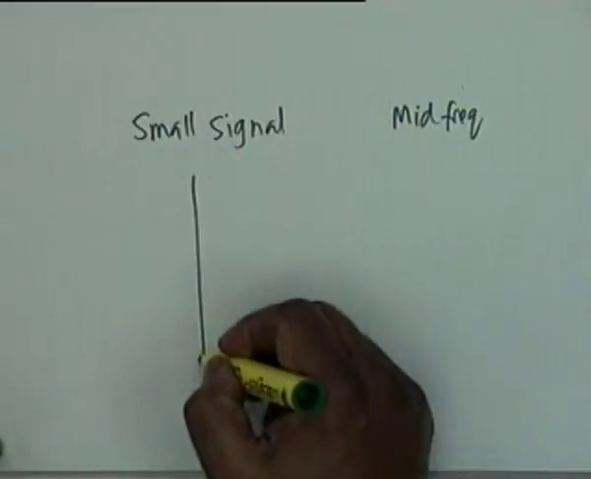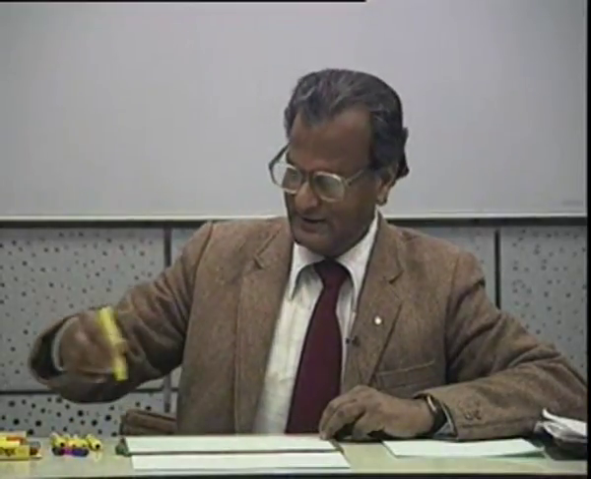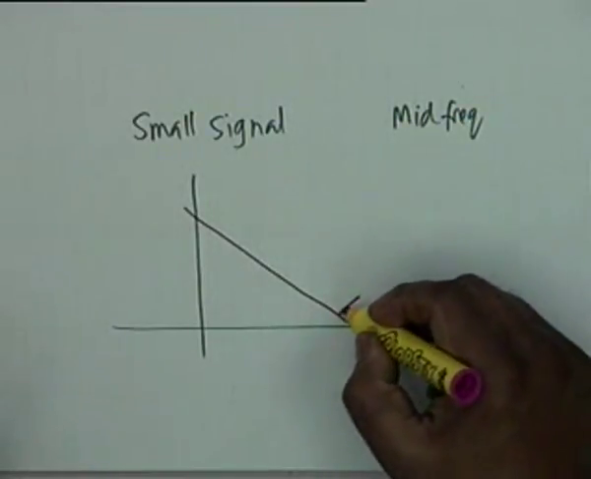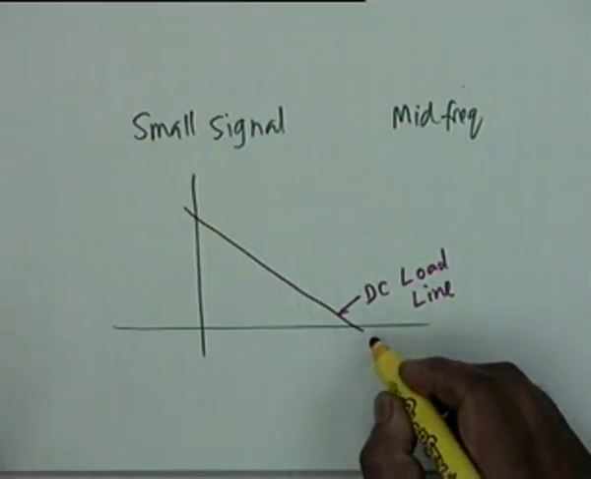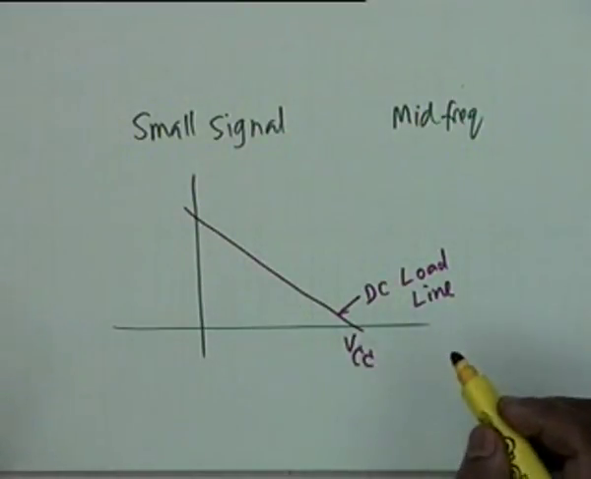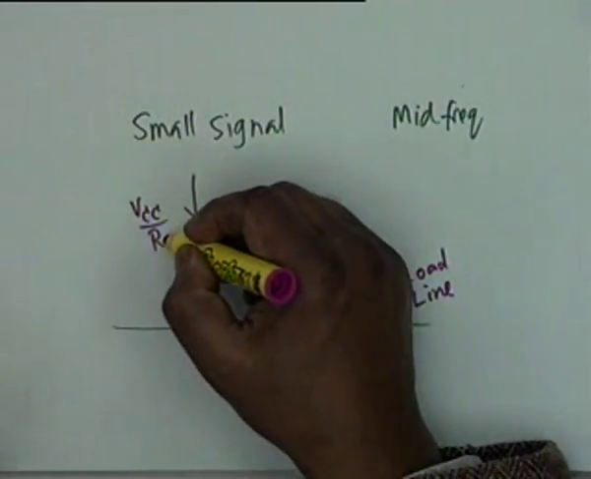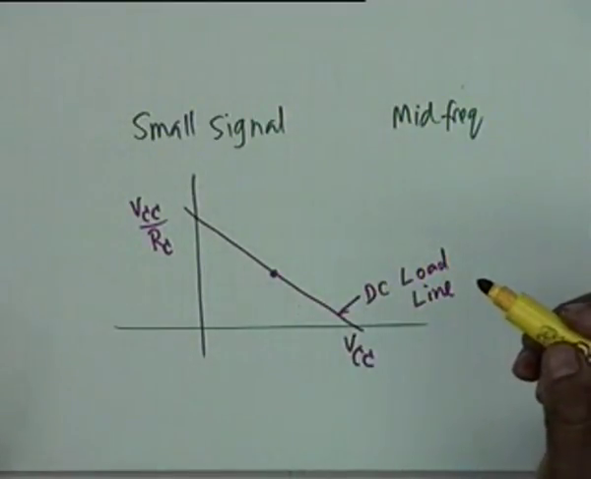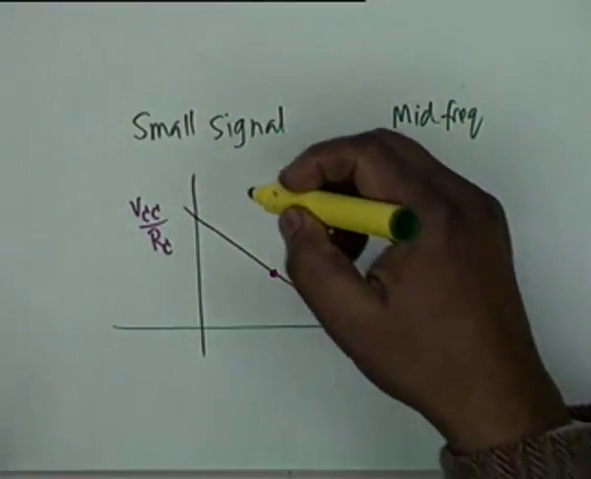As you know, the DC operation of a transistor lies on the DC load line, and the DC load line starts at VCC and ends at VCC divided by R sub C. Alright, this is the DC load line, and the Q point is somewhere here, and through the Q point you can draw an AC load line.